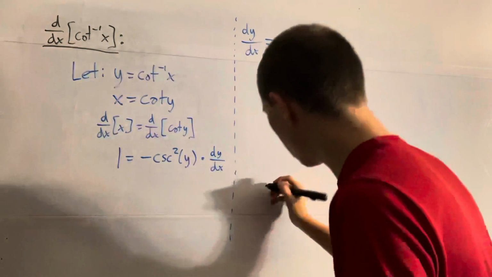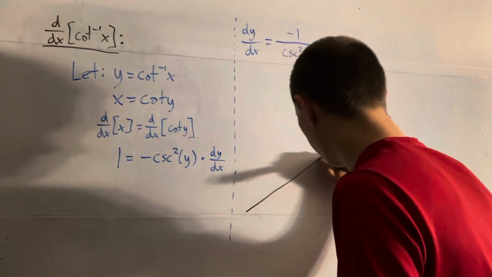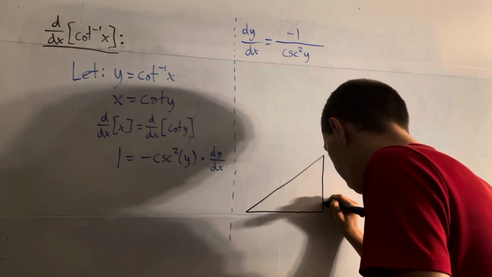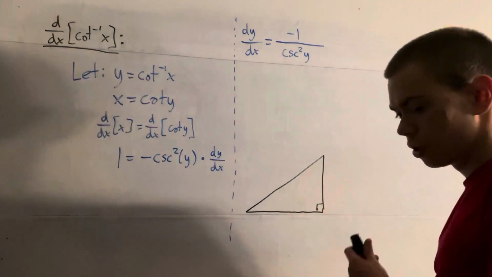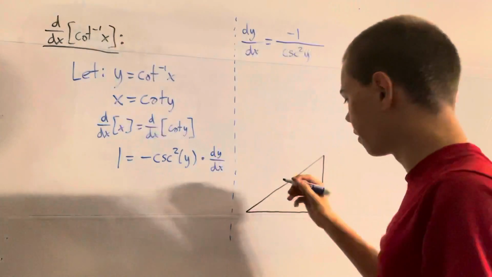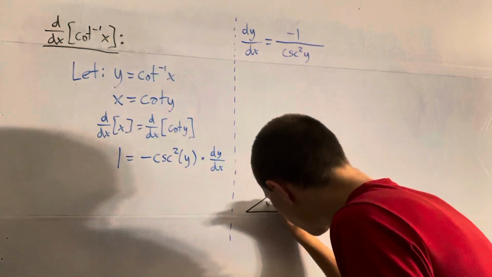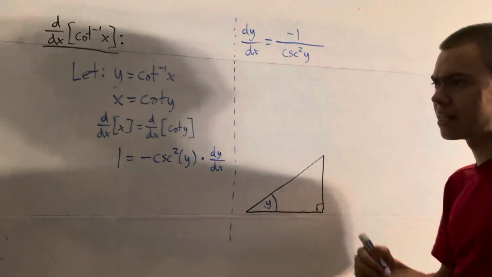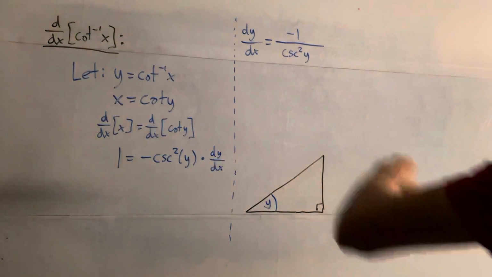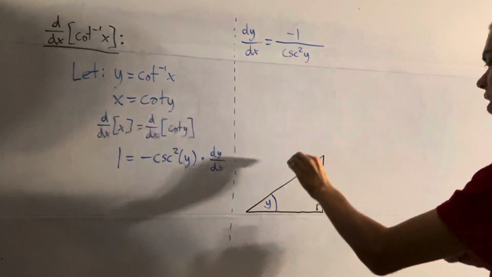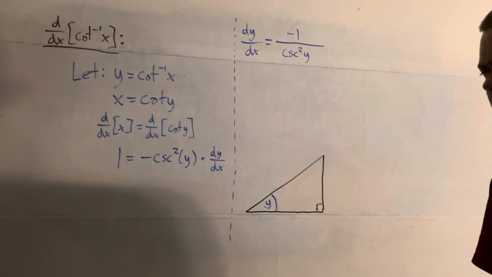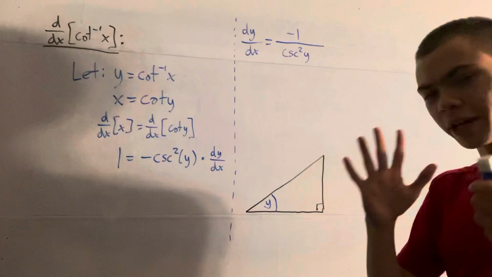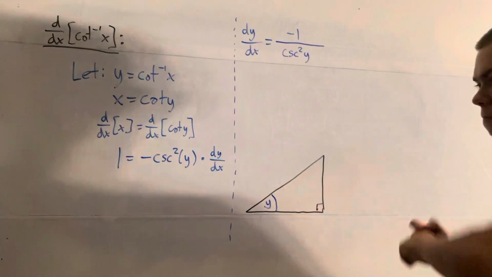All right, so we're just going to draw a right triangle right here. And so this is our right triangle. And we're going to say that angle y is right here. So now that we know that this is angle y, in order to find the cosecant of y, we just need to know what these side lengths are. So how do we figure out these side lengths? Well, it turns out we already have the answer to that question.